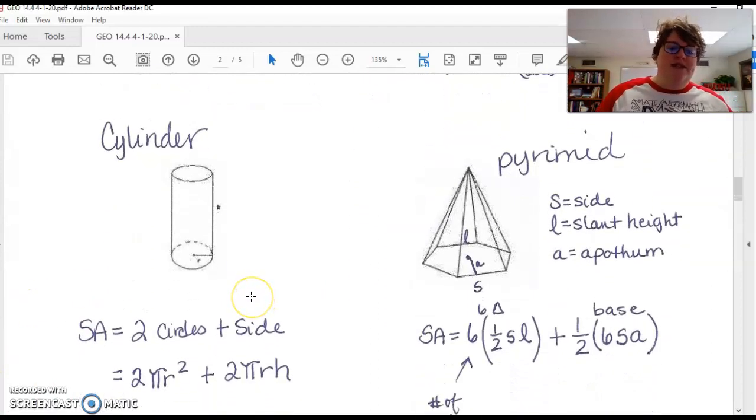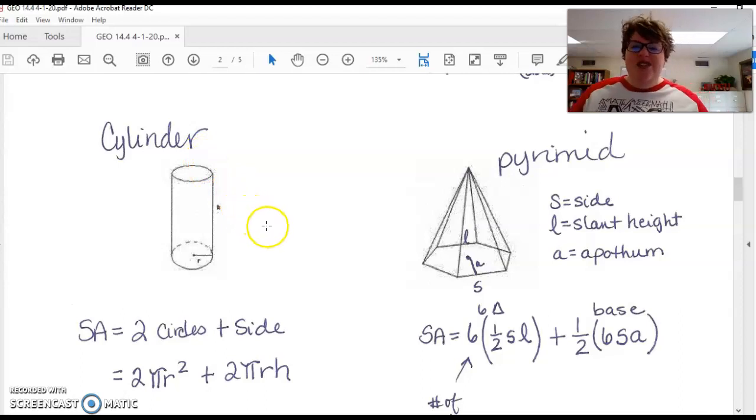Okay, moving to the next one, a cylinder. So there's 2 parts to this one. You have your circles, the circle on the top and the bottom, so 2 of those. And then you have the side, the part of the cylinder that goes around it. I made sure to separate these because sometimes we'll combine shapes. So think about if we made a silo. A silo would be a cylinder, but then it would have either a cone on top or half a sphere on top. So sometimes we have to put together shapes.